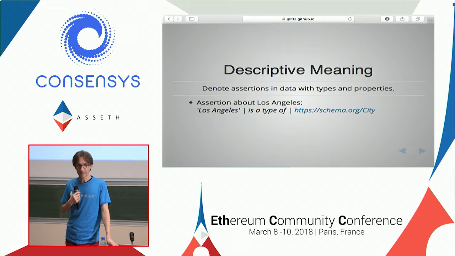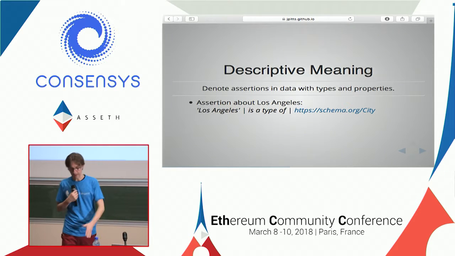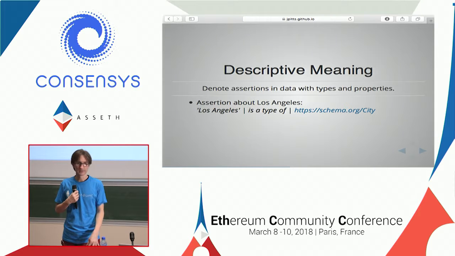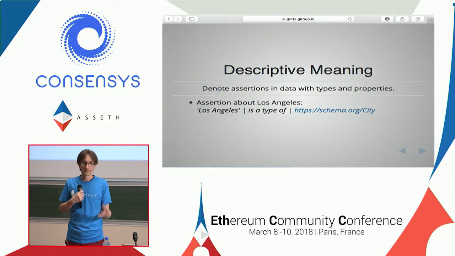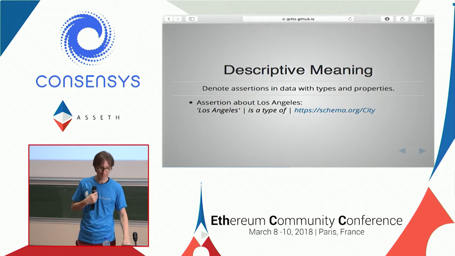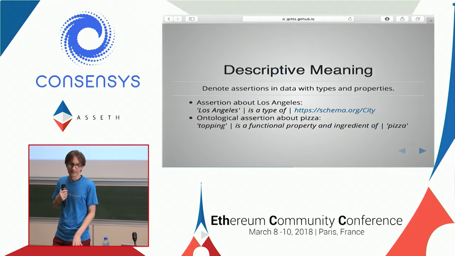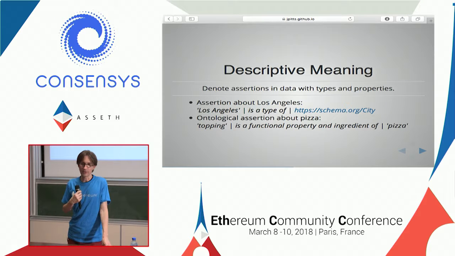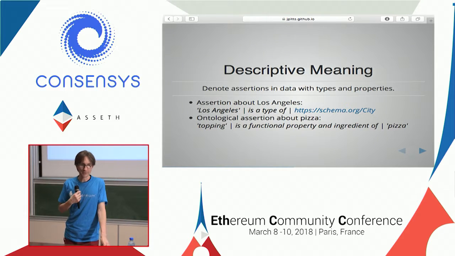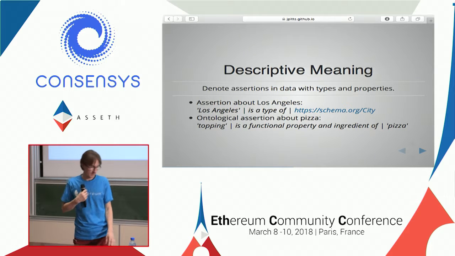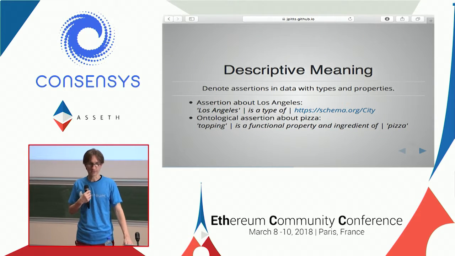So think about an assertion about Los Angeles. This is the RDF format. It comes in triples. And so Los Angeles is a type of city. This is how you would tell a semantic web aggregator or query that Los Angeles is a city. That thing in the middle there, you have to say it this way in RDF. Now, here's an ontological assertion about pizza. A topping is a property or ingredient of a pizza. And I'm certain somewhere in that pizza ontology there's a line in RDF that says that.